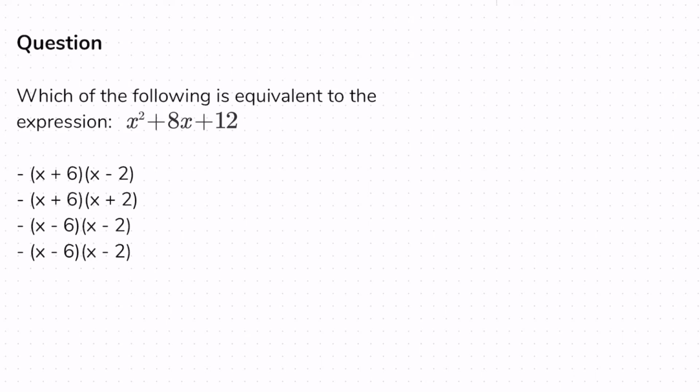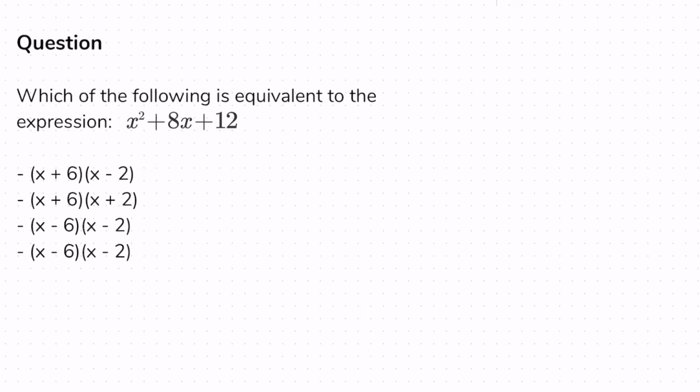Now, the expression we're given is a quadratic, and I can tell that immediately because it's got this little x squared. That should tip you off that you're dealing with a quadratic, and because there's no equals sign, we're going to be either factorising it or expanding it. This question is asking us what the factorisation is, and it's giving us some options down here.